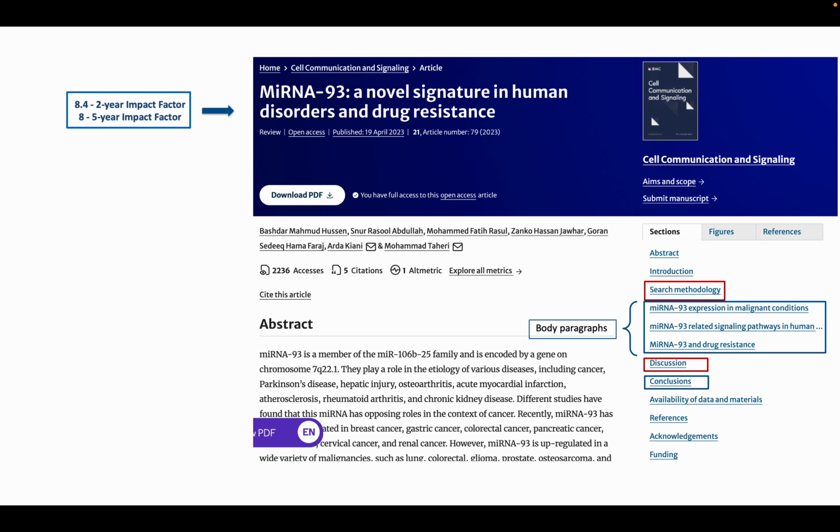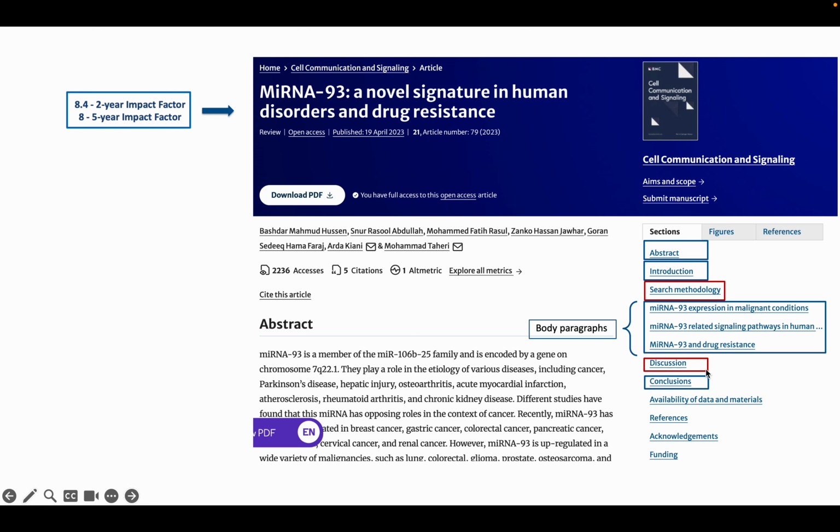By changing or adding these two novelties to this topic, we increased the novelty of our paper, and we reached a Nature Journal, not with impact factor 5, but 8.4, Cell Communication and Signaling. But we did something differently. Look, it is the same abstract and introduction, but here we added search methodology and discussion.